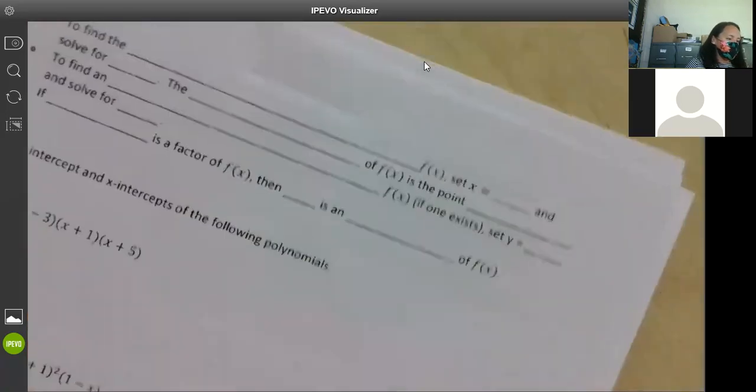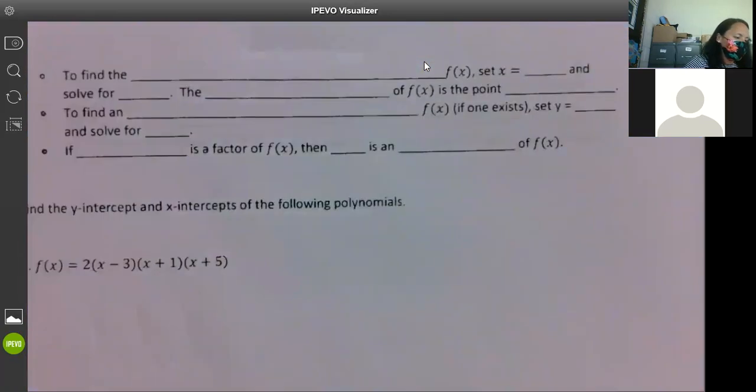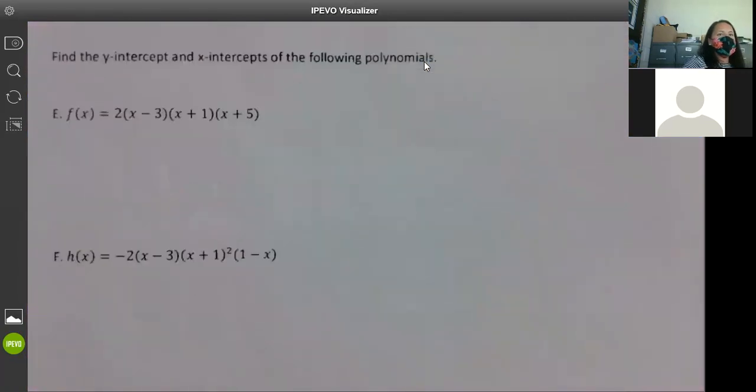All right, look at your next one. All right, so I'm going to skip the top part for a minute. We'll get back to it. It says find the y-intercept and x-intercepts of the following polynomials. And that's all that those 3 bullets are telling you how to do it, okay? But I think if I show you, you'll learn better than if I just write it up there, okay?